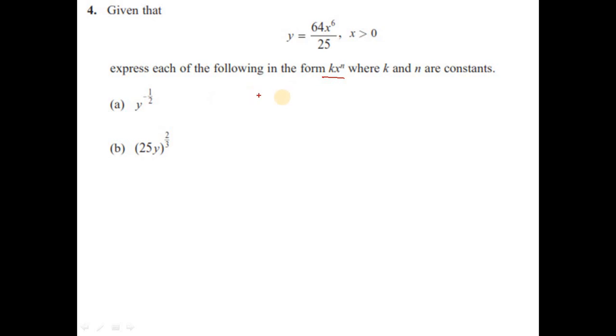So for part A, because y is equal to this, y to the power minus half means you take minus half of every power. That means 64 to the power minus half, into x to the power 6 and whole to the power minus half, and then divided by 25 underneath, or denominator, to the power minus half.